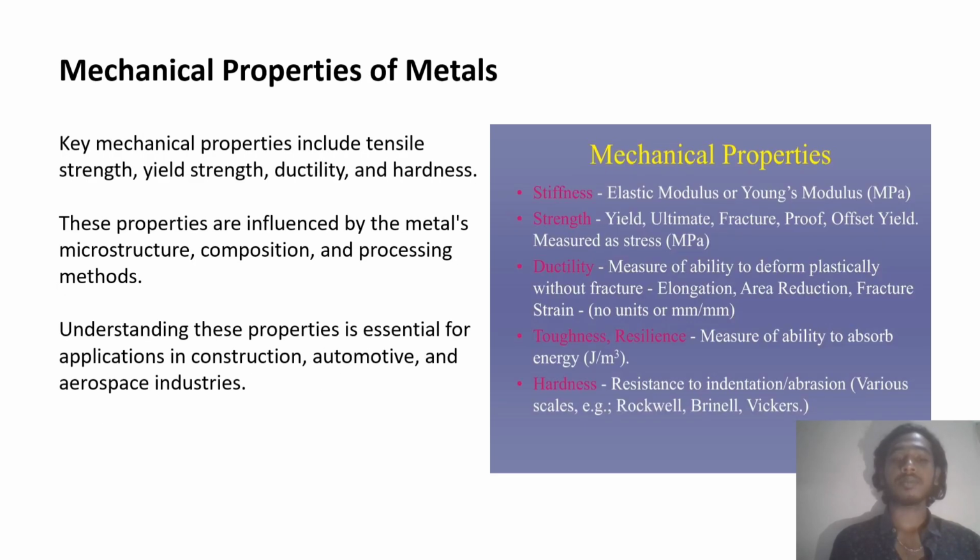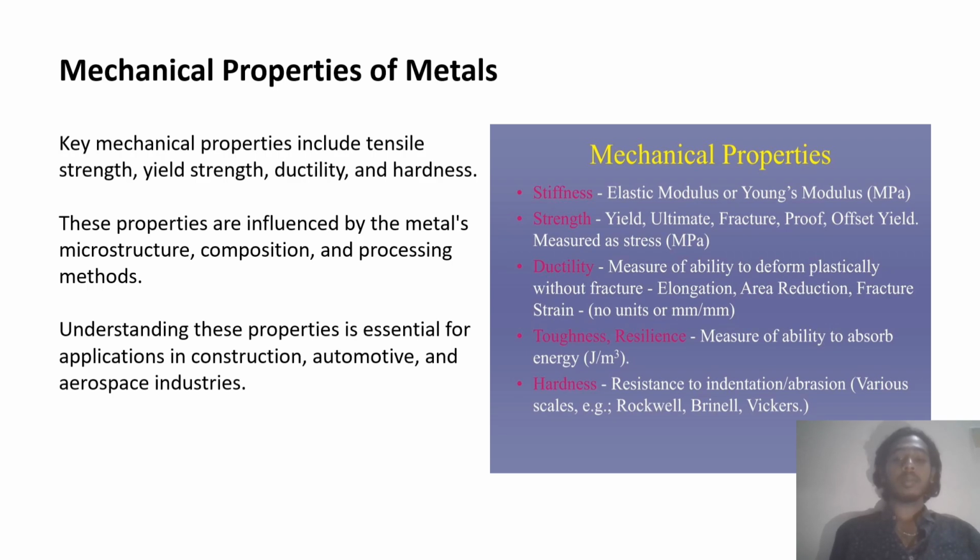Next, move on to the mechanical properties of metal. Key mechanical properties include tensile strength, yield strength, ductility, and hardness. These properties are influenced by the metal microstructure, composition, and processing methods. Understanding these properties is essential for applications in construction, automotive, and aerospace industries.